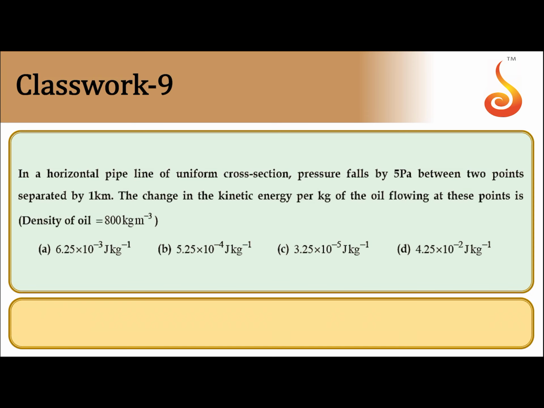Example 9. In a horizontal pipeline of uniform cross section, pressure falls by 5 Pascal between 2 points separated by 1 kilometer. The change in the kinetic energy per kg of the oil flowing at these points is... Okay, let's see how to do this one.